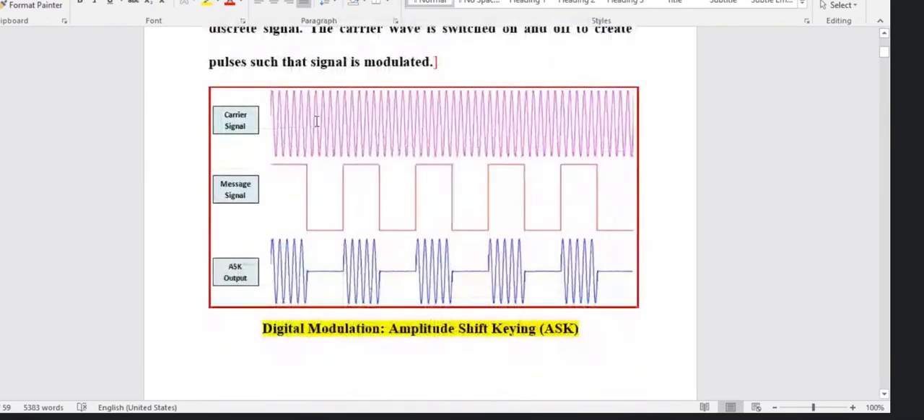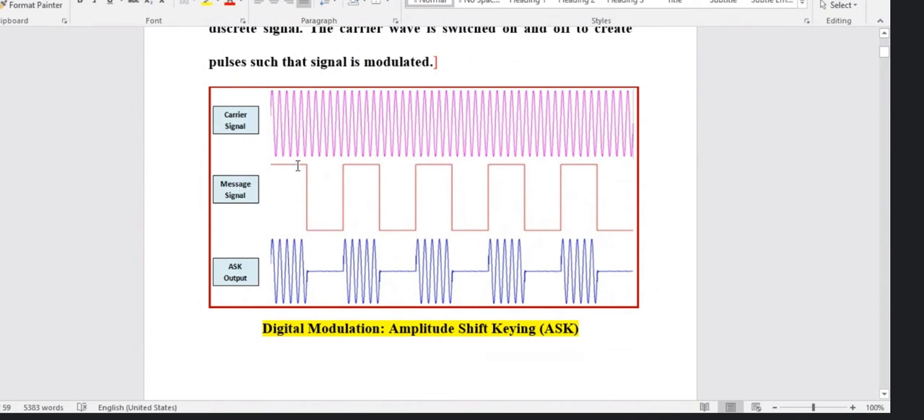Now here is an example of amplitude shift keying. This is our message signal, or information signal. And this will be our carrier signal, which is a high frequency sinusoid. Now in ASK we have two outputs, because the message signal has two forms. This is high level and this is low level. This represents 1 and this represents 0, suppose.